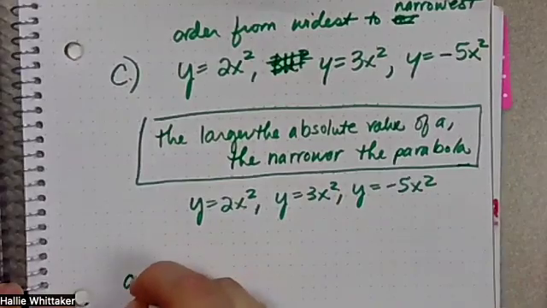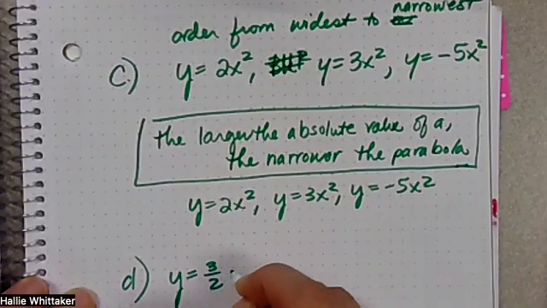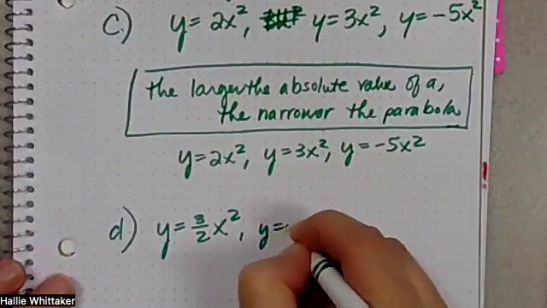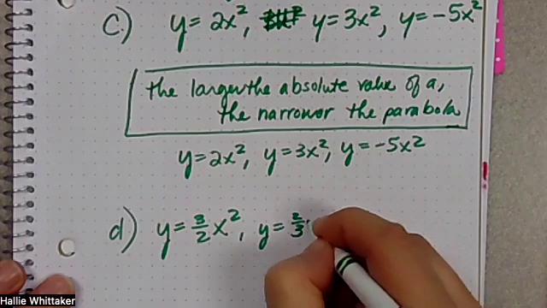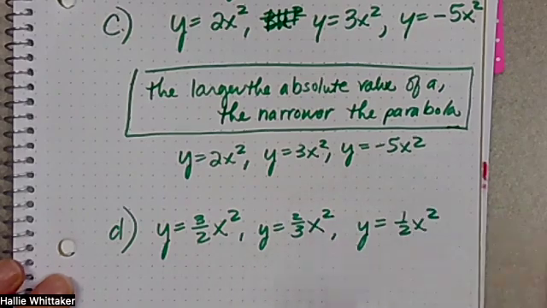Looking at the last one, y'all have been amazing. Y equals 3 halves x squared, y equals 2/3 x squared, and then y equals 1/2 x squared.